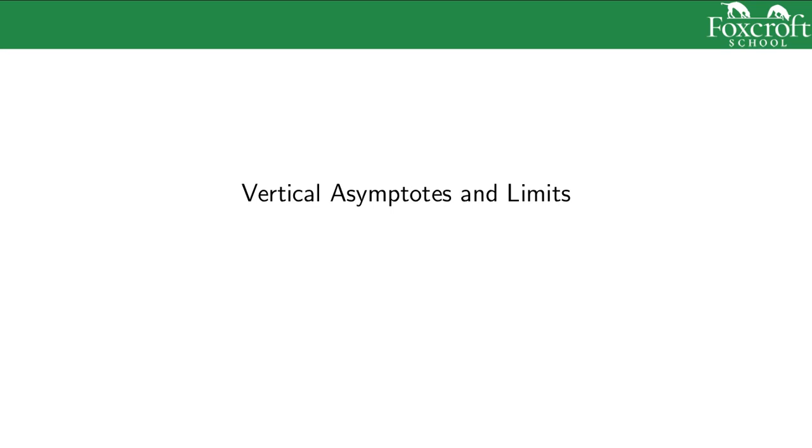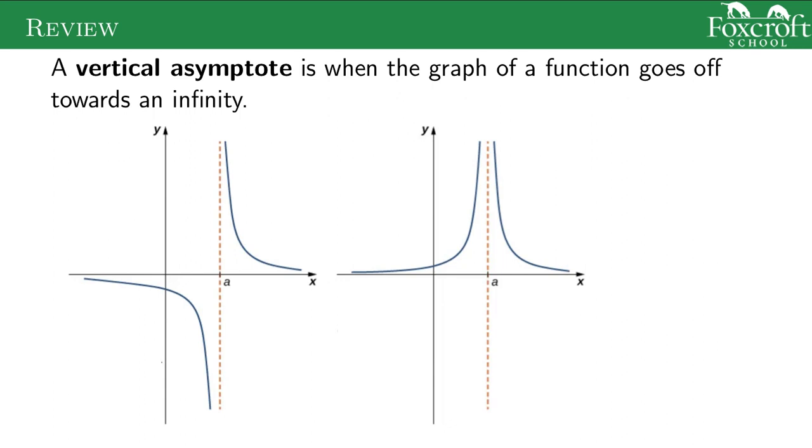In this video, we're going to explore the relationship between vertical asymptotes and limits. So first, a quick review. What is a vertical asymptote? It's when the values of your function go off towards an infinity. So there's kind of two options. They can kind of split and go off into two separate infinities.